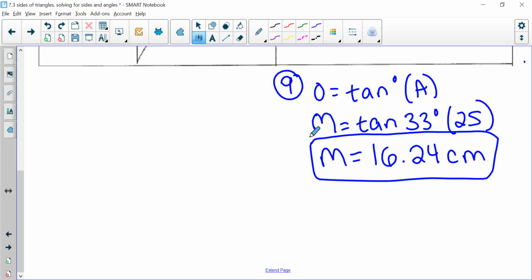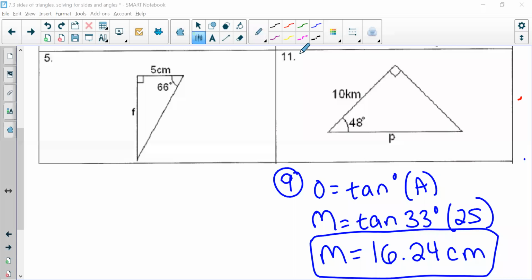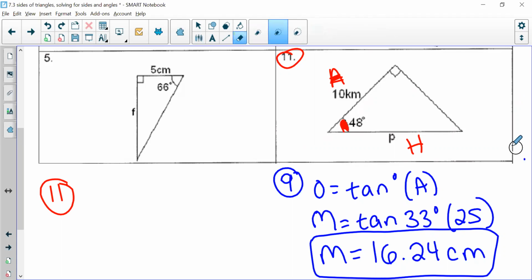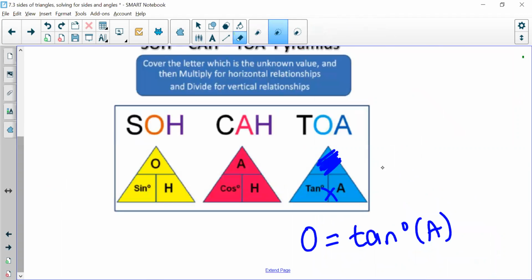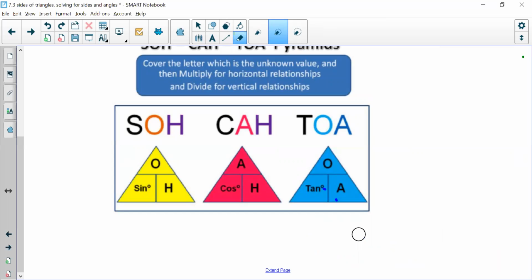I actually want to do one more that's division. I know I lied to you guys here. I said one more, but the H is P, good. The O is across from the 48. Very good. Okay, so which side are we going to ignore, Makai? Very good. So what trig ratio is A and H? Cosine. Good. And we're solving for the A or the H in number 11.